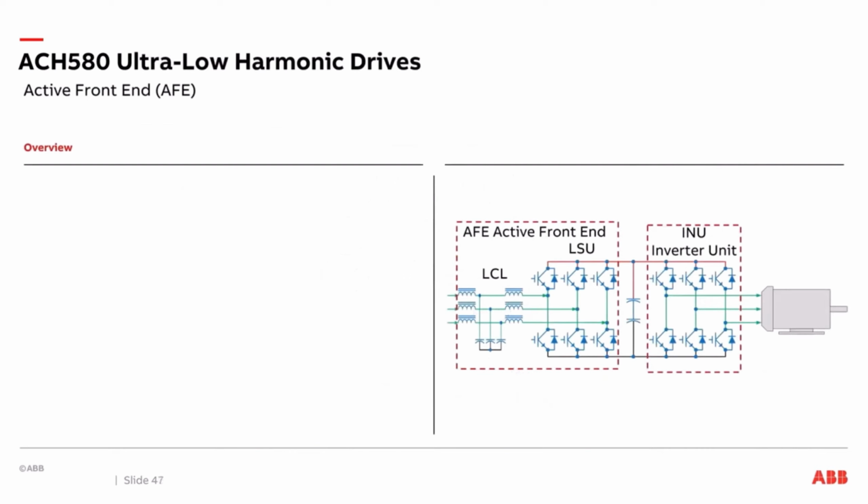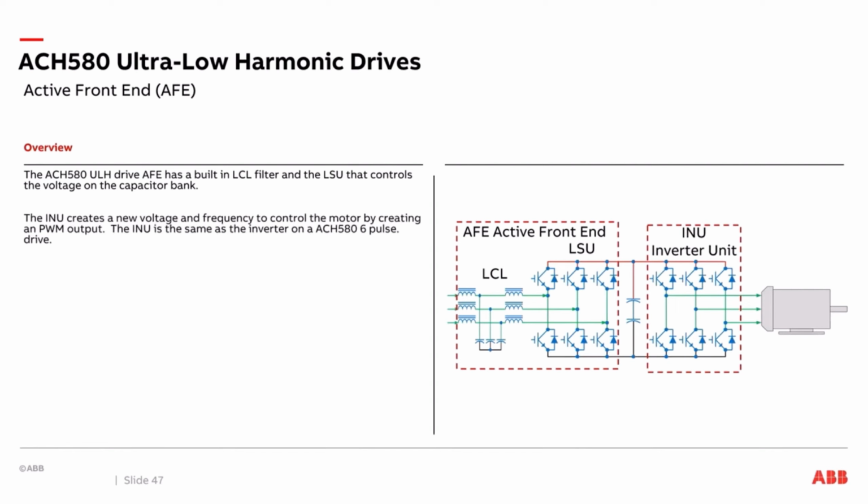ACH580 Ultra-Low Harmonic Drive Overview. The ACH580 Ultra-Low Harmonic Drive has an active front end with a built-in LCL filter and a line supply unit that controls the voltage to the cap banks. The inverter unit creates a new voltage and frequency to control the motor by creating a pulse width modulated output. The inverter unit is the same as the inverter unit used on an ACH580 6-pulse drive.